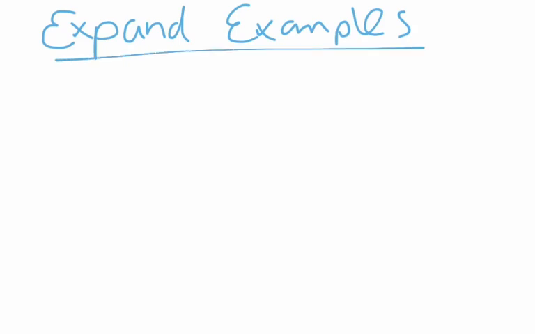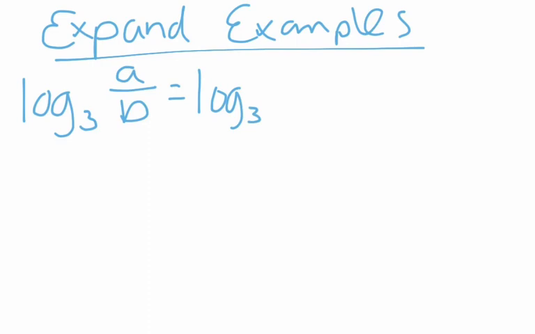So here are our expand examples. Not a bad idea to write these down so you can look at them later. We have log base 3 of a over b. And so you would notice that you're taking the log of a quotient. And so that can be written as 2 logarithms, the logarithm of the numerator minus the logarithm of the denominator. And you do need to keep the base there.